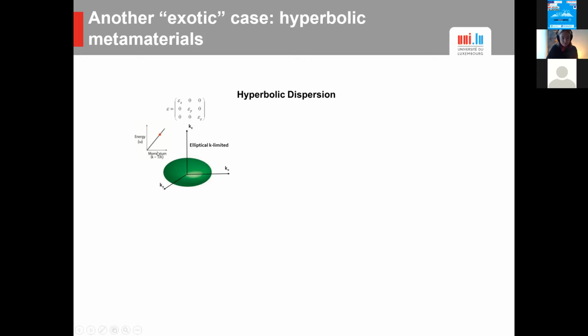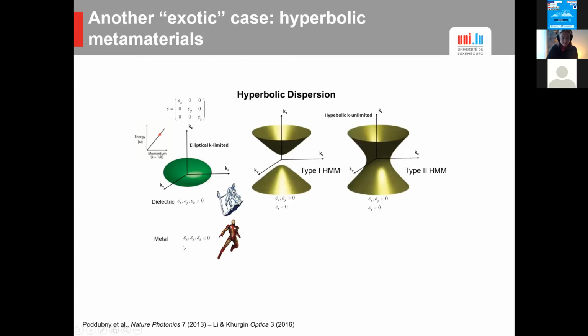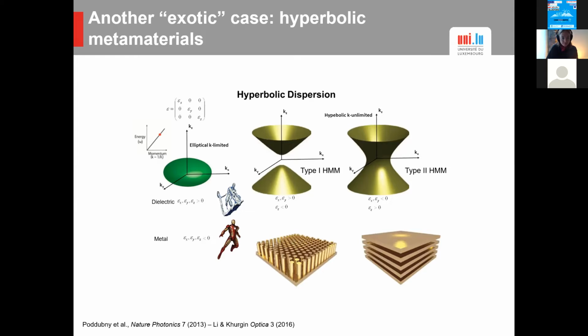So you have a limited set of K vectors that you can couple with your electromagnetic radiation. In the case of a dielectric, the dielectric constant is positive; in the case of a metal, it is negative. But the point is, with hyperbolic metamaterials you have an infinite set of K vectors, so you can excite a lot of modes. In particular, if you consider nanostructures like these two types of artificial hyperbolic metamaterials, you can have a large optical density of states.